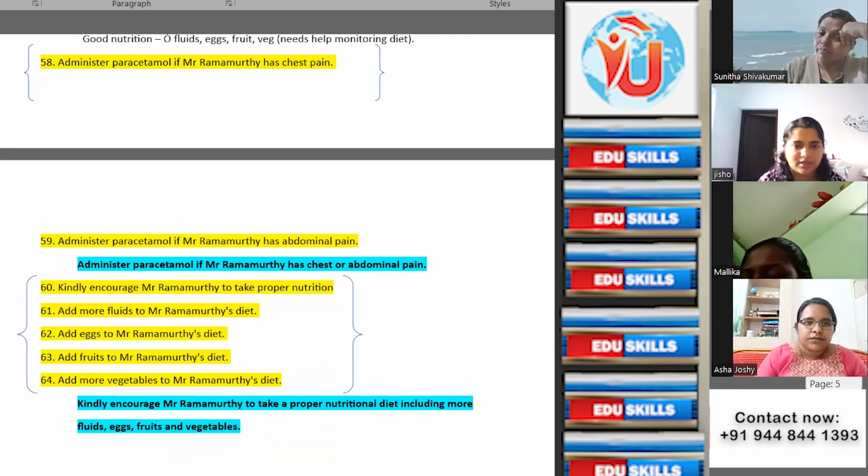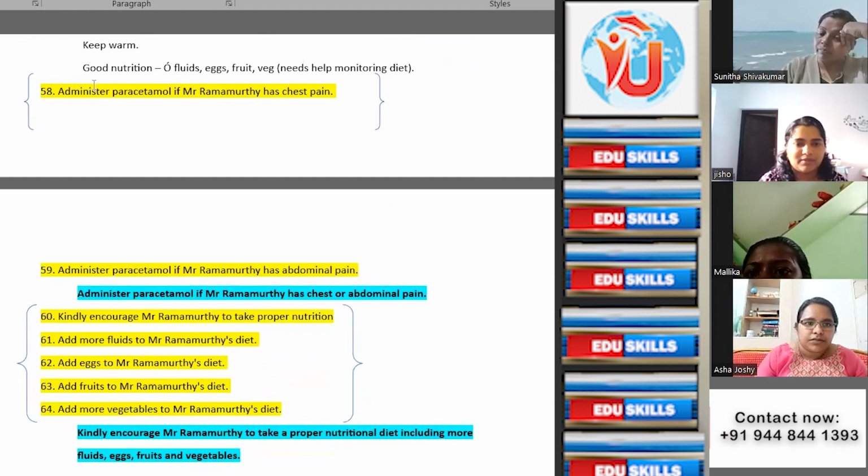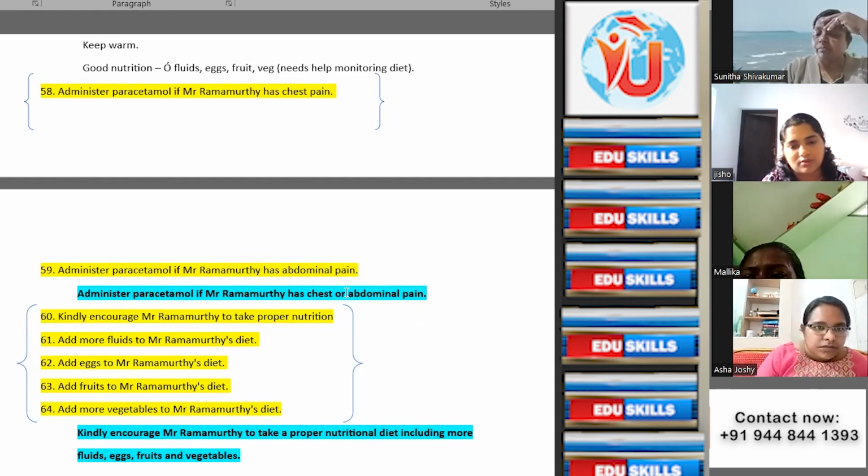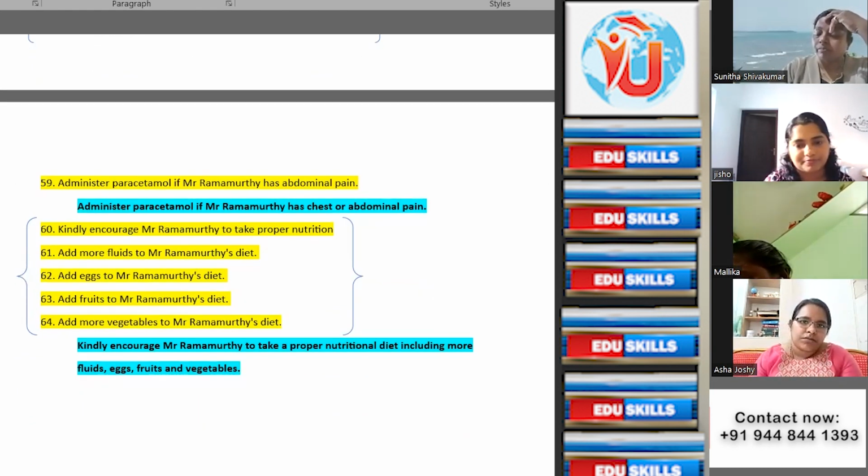Again, in the discharge plan, there is: administer paracetamol if Mr. Ramamurthy has chest pain. Administer paracetamol if Mr. Ramamurthy has abdominal pain. Here we can write: administer paracetamol if Mr. Ramamurthy has chest or abdominal pain. So here the conjunction or is used. So in the OET writing subtest, mainly we are using and, but, or. These are the main three conjunctions we can use in the writing subtest.